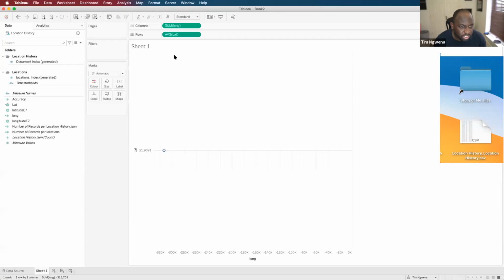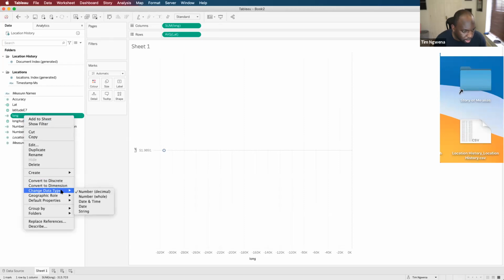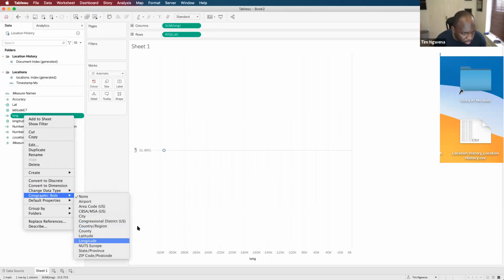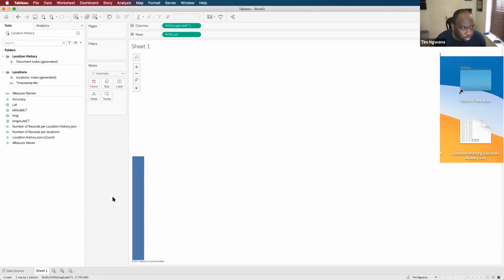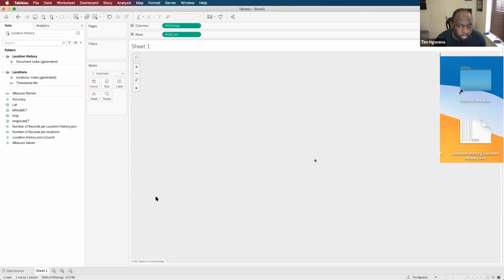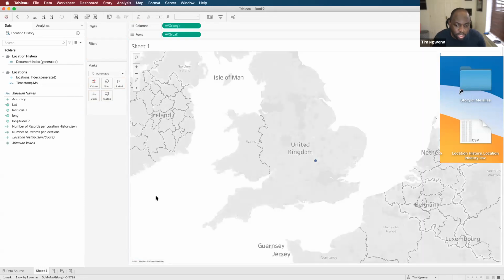Now, I've actually done something wrong here. If you look at the longitude, I didn't give it a geographical notation. So let's just go there and do that. And now if we just remove that again and double click longitude, double click the wrong one, double click this one, we get this. Now, you're probably thinking that's the United Kingdom and there's only one dot.